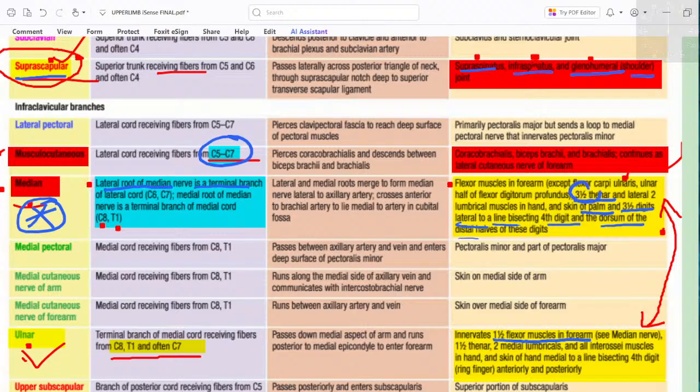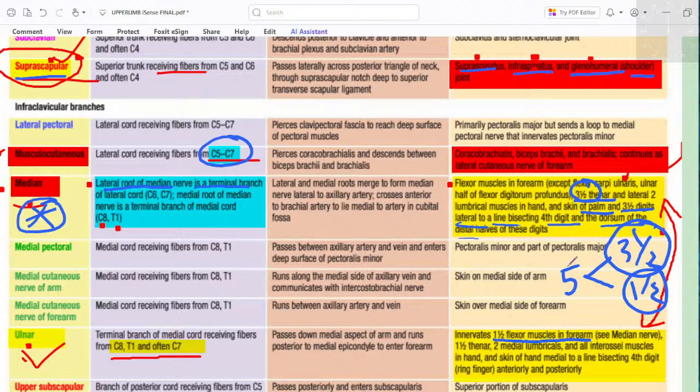Now see here 3.5. So how much remains? In our hand we have a total of 5 digits, right? If we divide 5 into two halves, one is 3.5, the other will be 1.5. There is no 2.5. Remember, median and ulnar nerve distribution is always 3.5 and 1.5. Median nerve is very aggressive, it takes more. It always takes 3.5 and the remaining 1.5 is taken by the ulnar nerve.